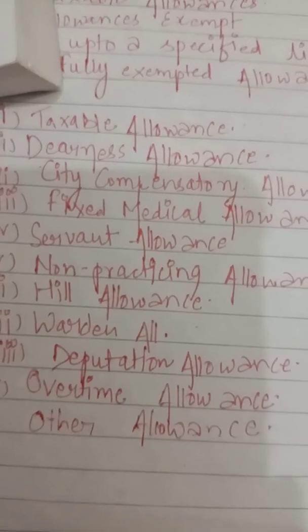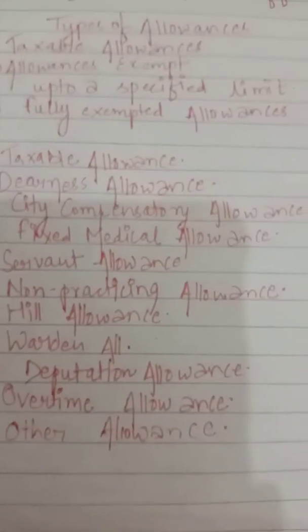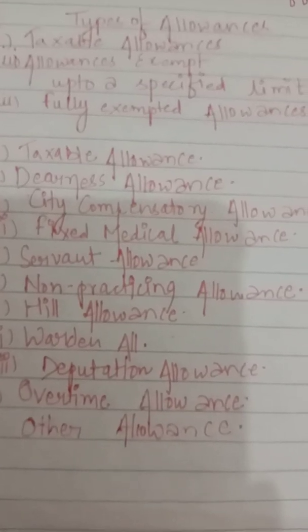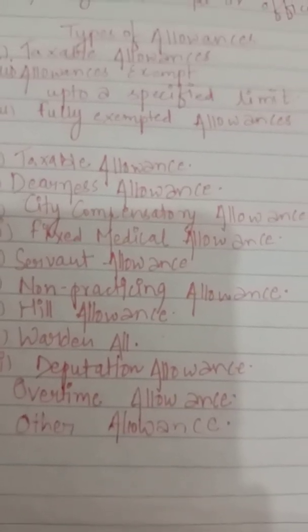In our next class, we will cover our second category of allowances, that is allowances exempt up to a specified limit. Thank you so much.